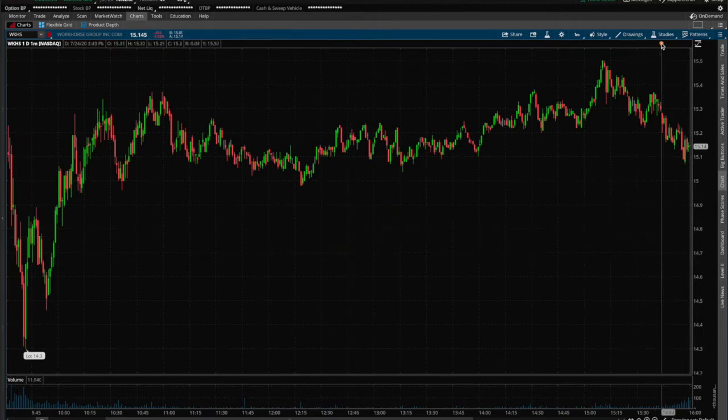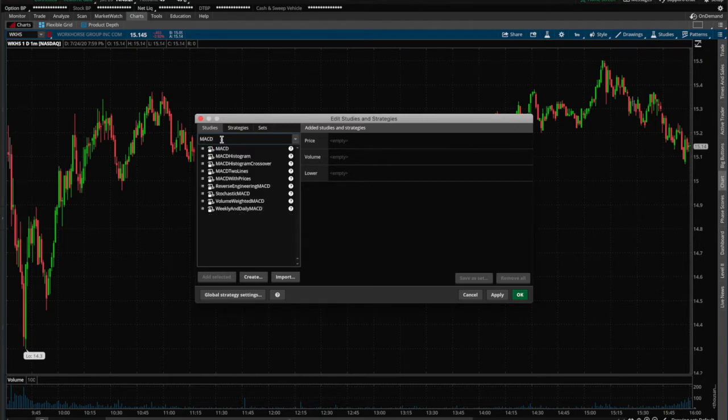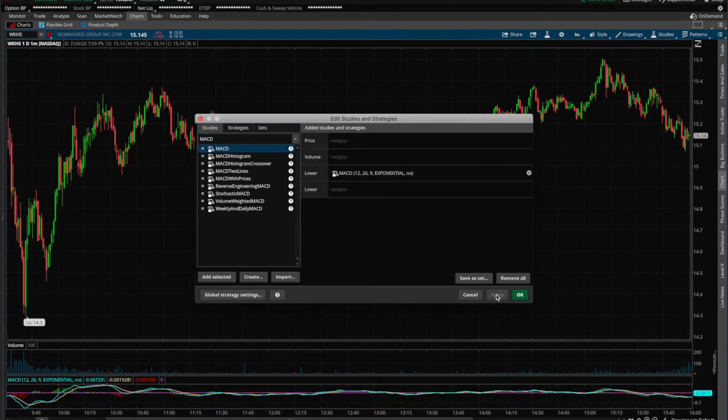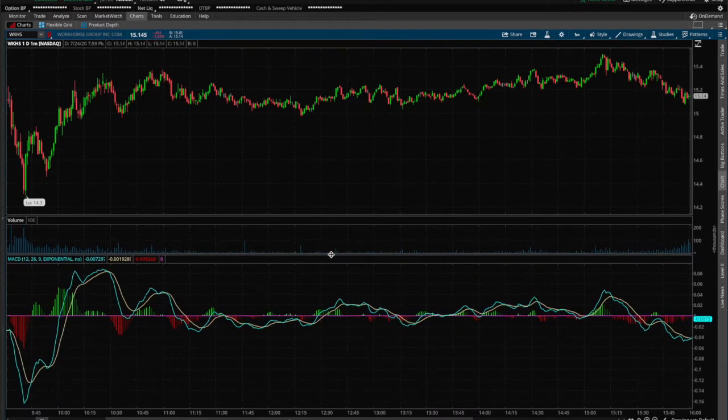First, just come up to here where it says Studies and click here. Then scroll down to where it says Edit Studies and click here. Now when the new window pops up, go to the left-hand side here and type in MACD. And then click here where it says MACD. Then we come across here to click Apply. Then we click OK. And the MACD indicator will open up at the bottom of the chart. So I'll just open this up here so you can actually see it.